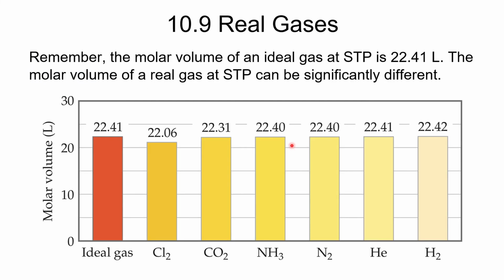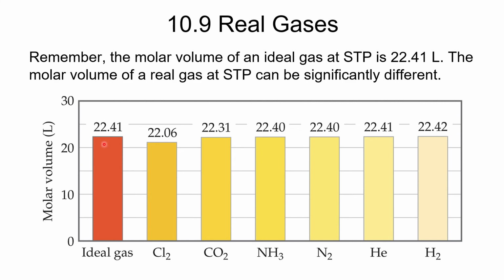All right, our last topic in this chapter is looking at real gases. So real gases, this is where I say, oh, well, I've been sort of fibbing to you. There's no such thing as an ideal gas. Real gases are going to deviate from being ideal by a certain amount. It just depends on the conditions and everything.